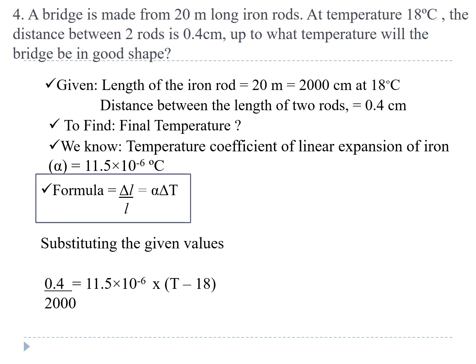Okay, now we know that the initial temperature is given, that is 18 degrees Celsius. We are supposed to find the final temperature. That is why we will write T minus 18, where T is the unknown value. Okay, now what do you do? This 11.5 into 10 raised to minus 6 will be taken into the denominator along with 2000, so that whatever is unknown, that T minus 18 that is unknown to us, remains on the right, and the remaining is taken onto the left hand side.